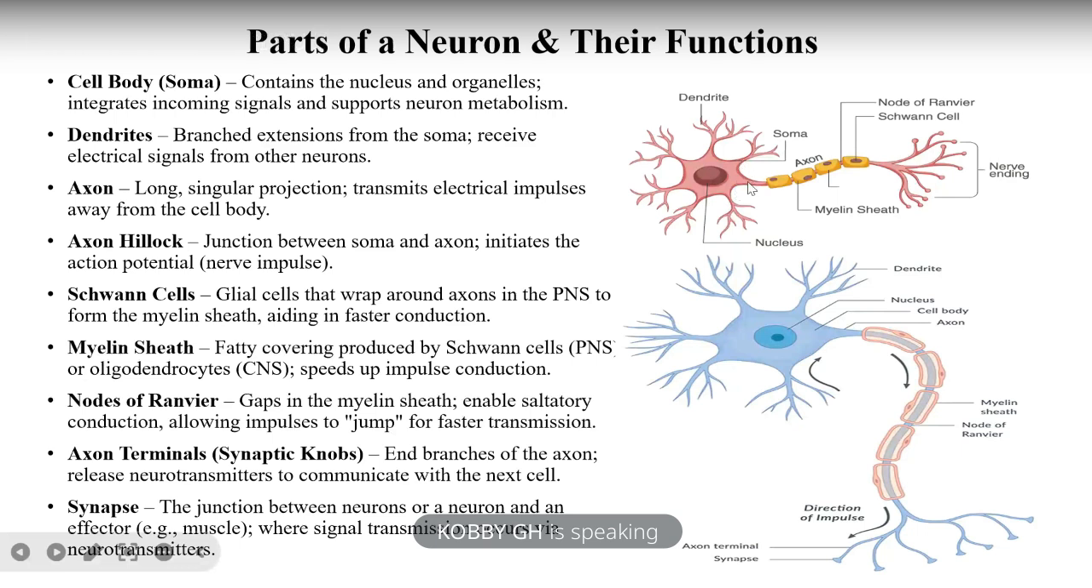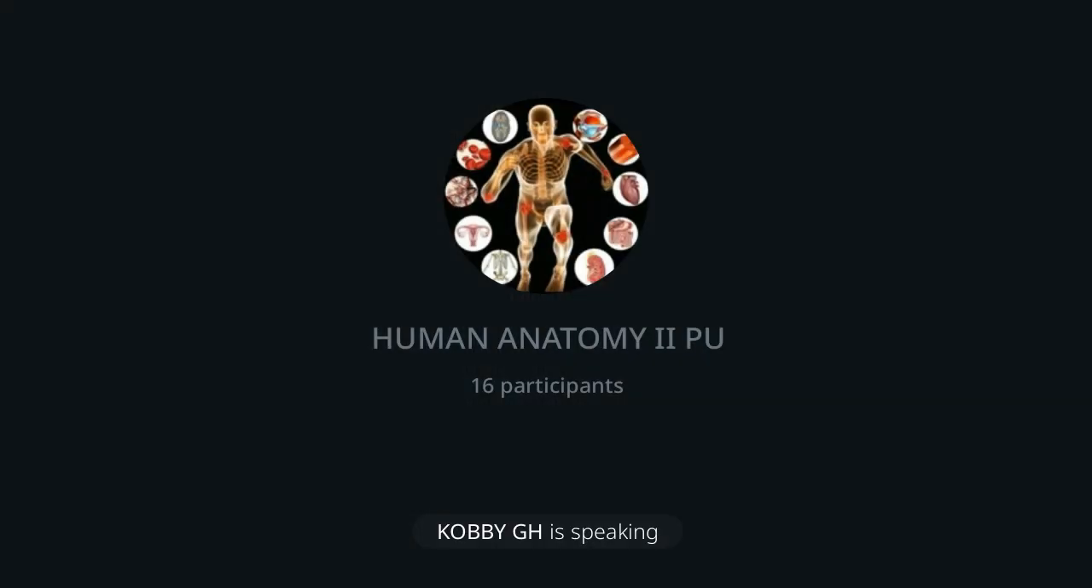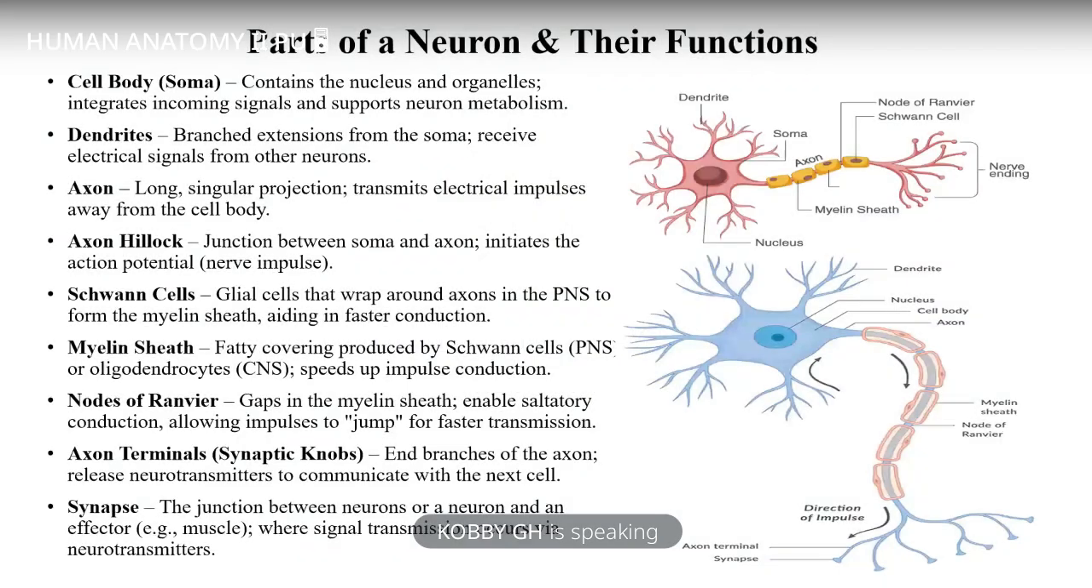So in anatomy, if we ask you that on a typical neuron, where do action potentials usually begin, or where are they usually initiated? Then the answer you are going to look out for is the axon hillock, which is the junction between the soma and the axon. Is that okay? The junction between the soma and the axon.